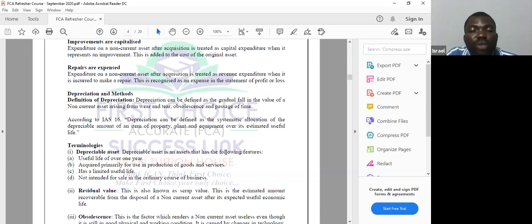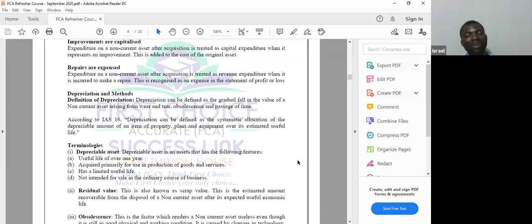Another one is that it is acquired primarily for use in the production of goods and services. What is the purpose of buying the asset? Is it for use in service, or is it for a party? Then it also has a limited useful life. It's expected to have a useful life, a maturity period when the asset will be exhausted. And lastly, it is not intended for sale in the ordinary course of business. If you have an asset that is used to generate production and services, then you must not have the plan to sell off the asset.